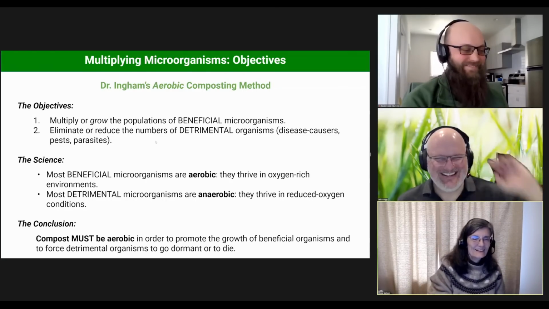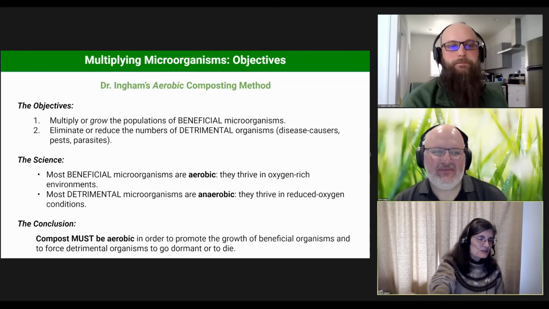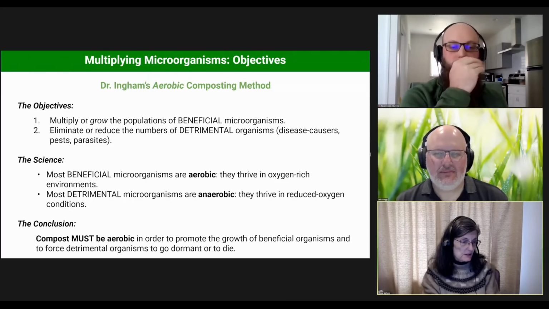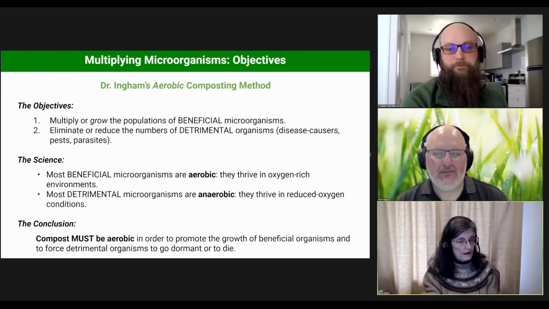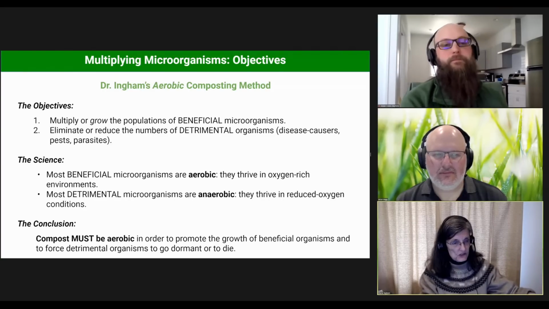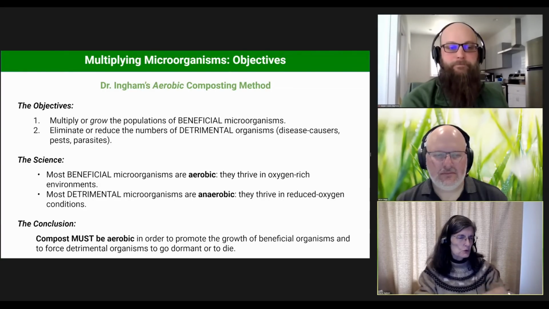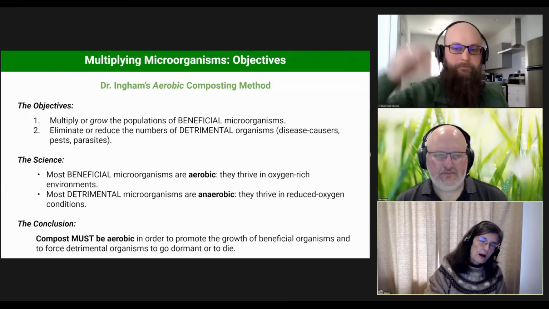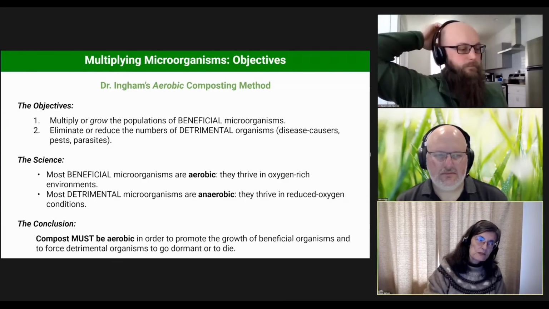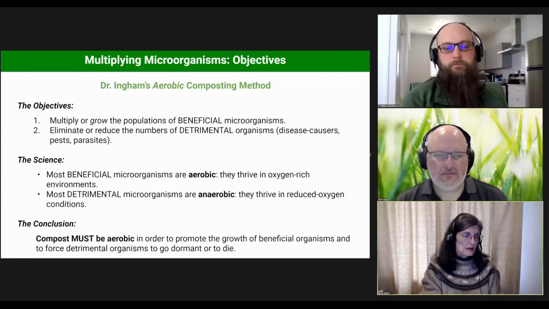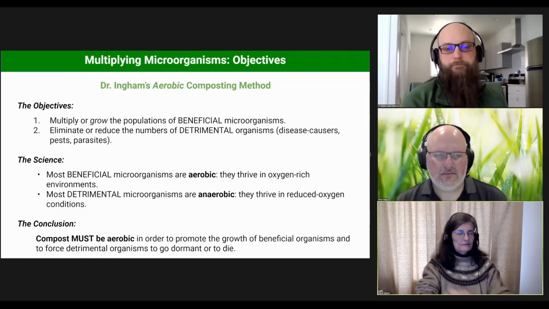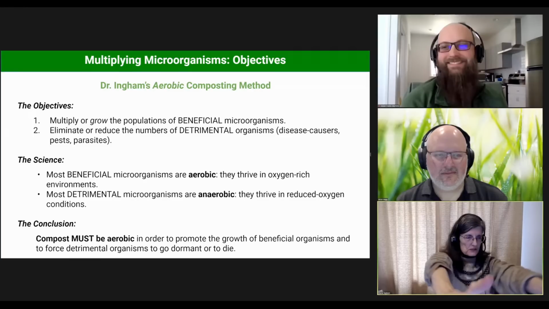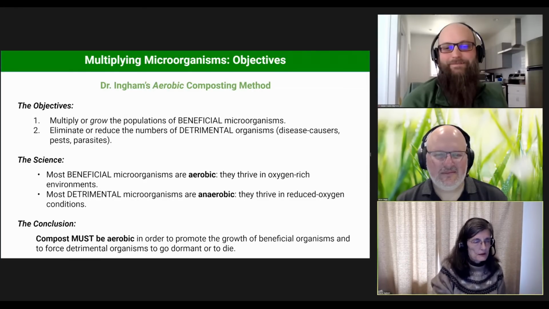Yes. So the objectives: we want to grow the populations of the beneficial organisms, and the control factor that we use is aerobic conditions. There are very few truly devastating disease-causing organisms that can outcompete aerobic organisms. I can't go that deep into it, I would love to spend 2 or 3 hours on this. So instead, we will just grow the populations of beneficial microorganisms.